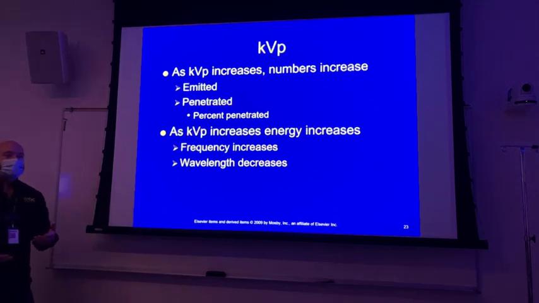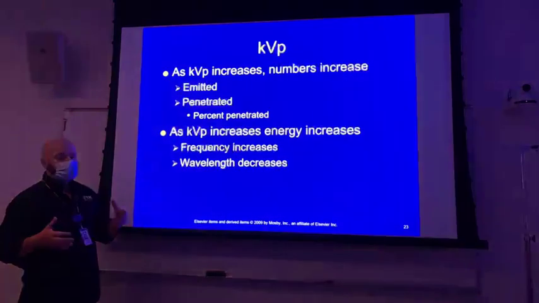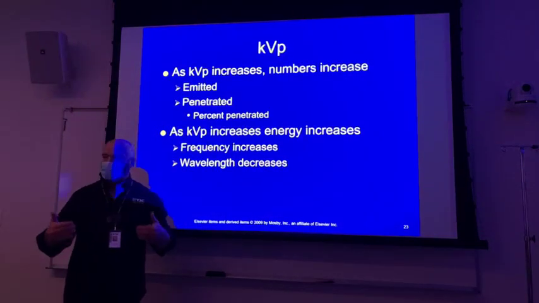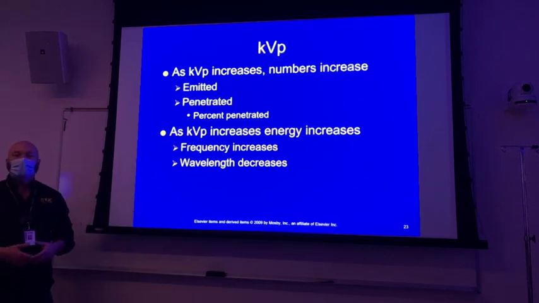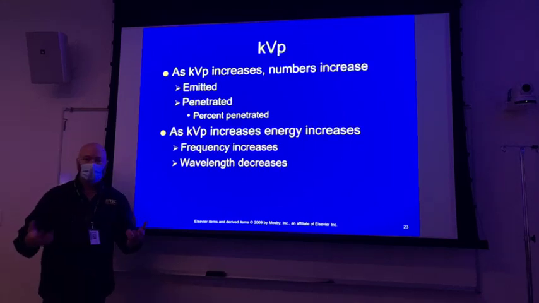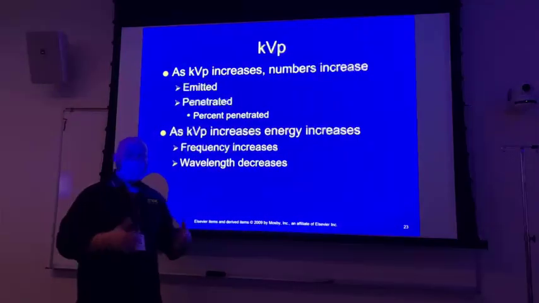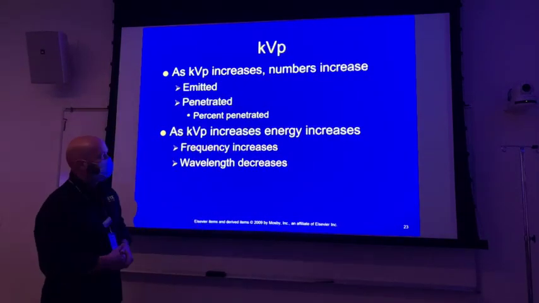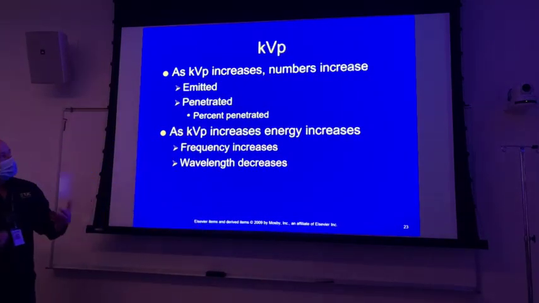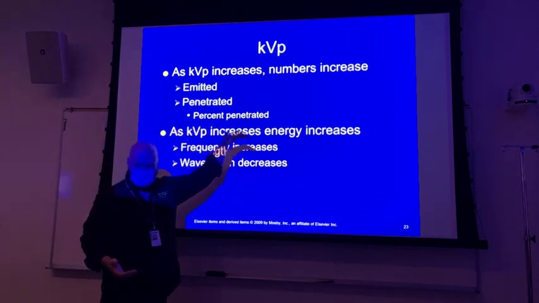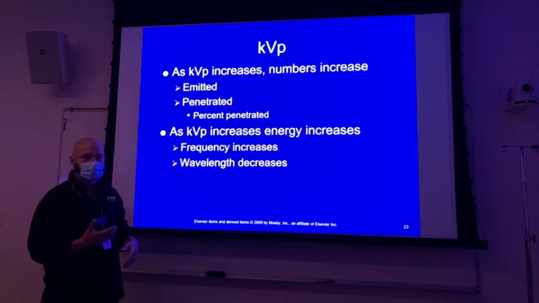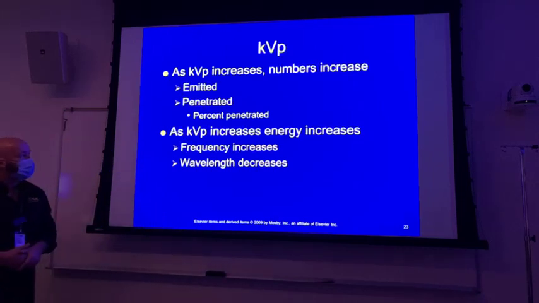So what you're going to have is a higher percentage of those photons penetrate through the patient. They don't deposit all of their energy inside of the patient, okay? So your patient dose goes up dramatically, but it doesn't quite go up by a factor of 2. Now, if you increase your mass by a factor of 2, then your dose goes up exactly by a factor of 2. But if we increase our kVp, we increase the percentage penetrated, then our dose goes up, but it doesn't go up exactly by a factor of 2.